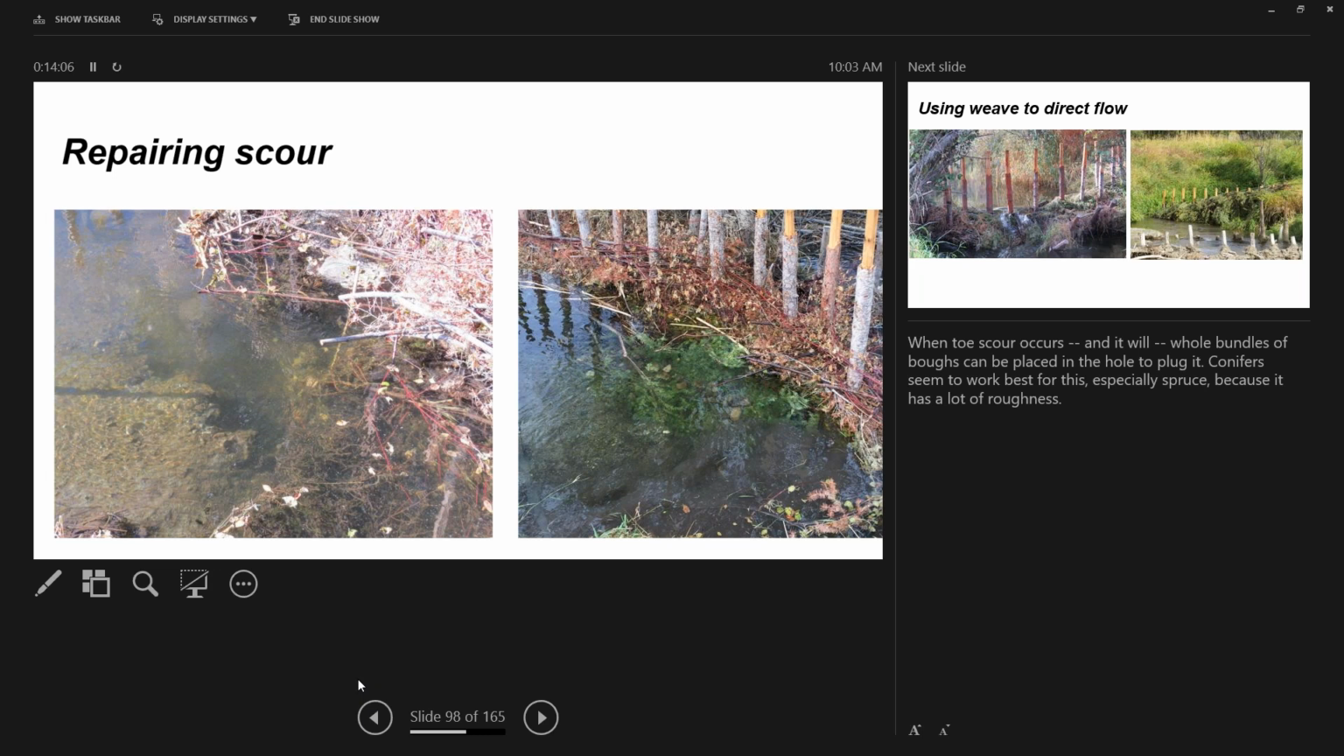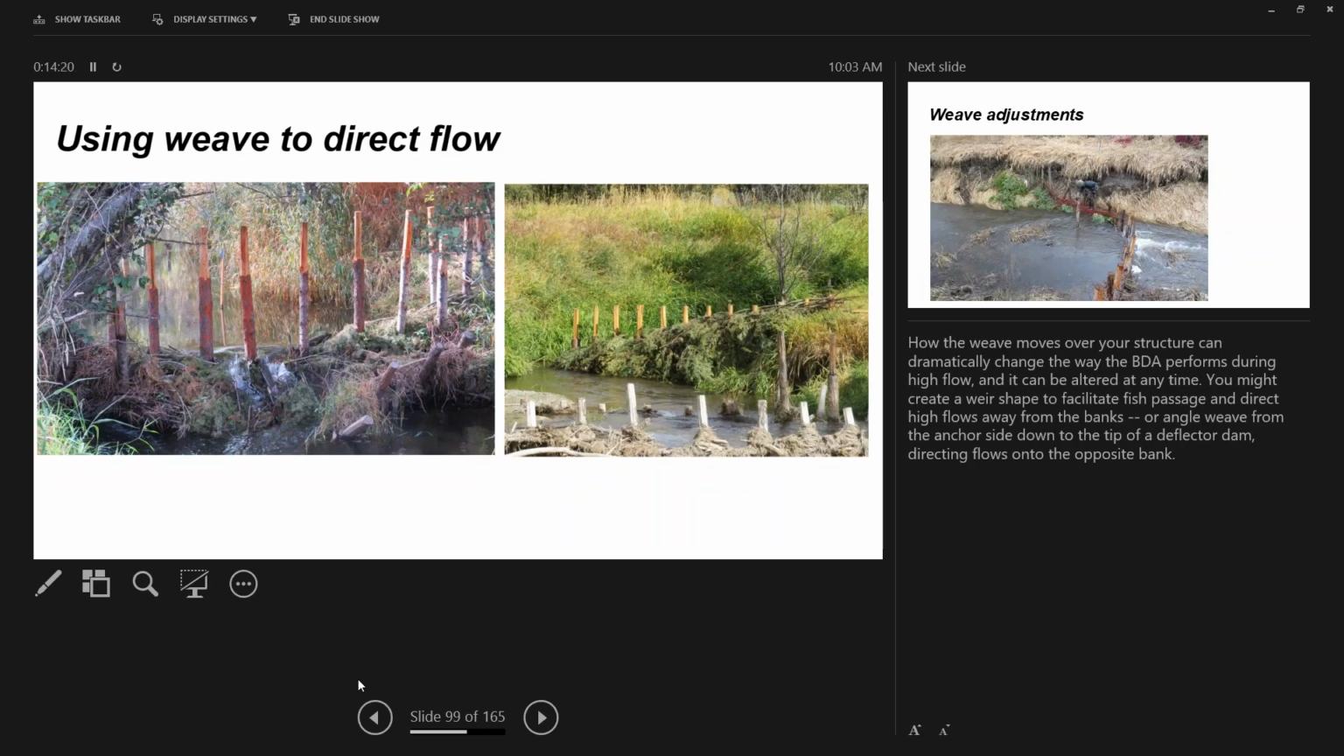It was too deep to stand in. And we decided to repair it. And the following spring, that was functioning as a channel spanner again. So it did work to stuff it with boughs. It just takes a lot of boughs. And there are times where I just let it go too and say, let's see what the stream does with this. Because we can't micromanage every single spot.